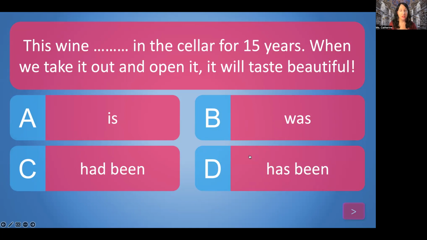Which one? Okay, let's see if we get this right together. See, yes, we got it. This wine has been in the cellar for 15 years. What tense is has been? Correct. It's the present perfect. Happened in the past up to now because we want to take out the wine.